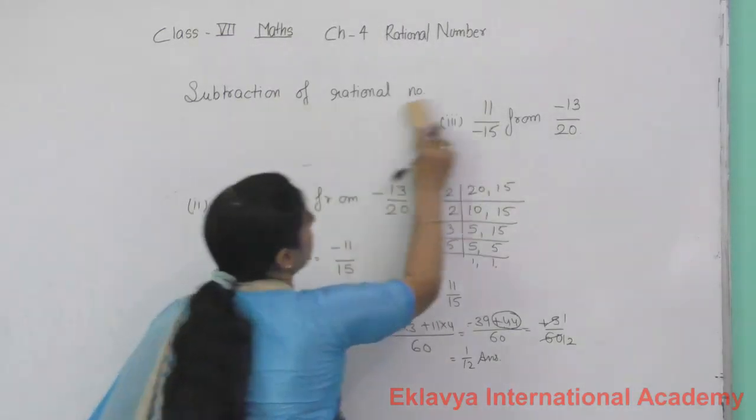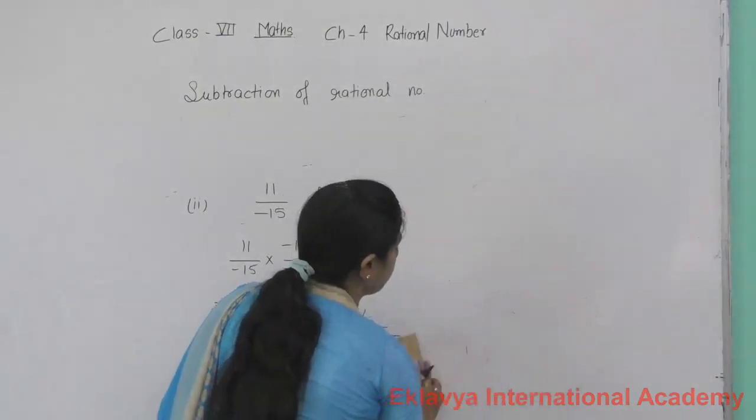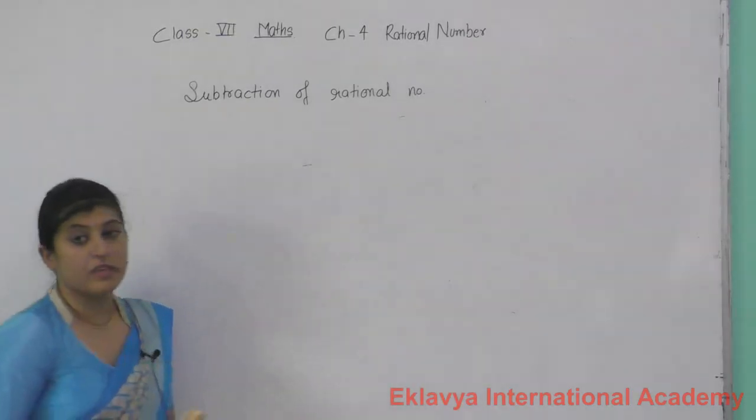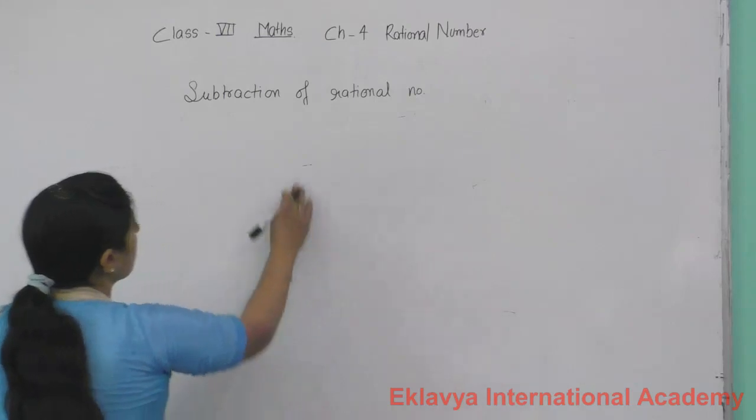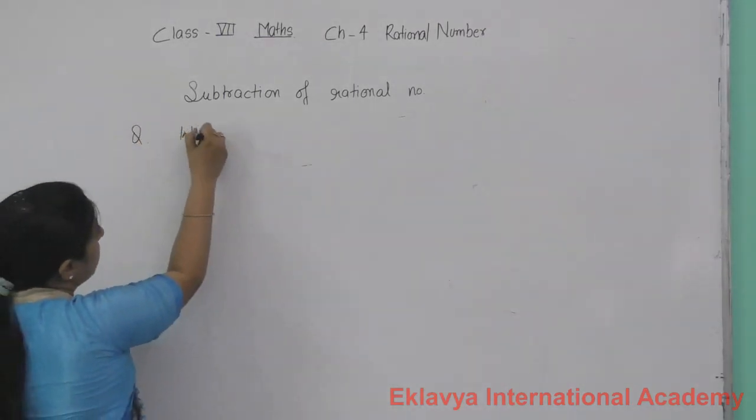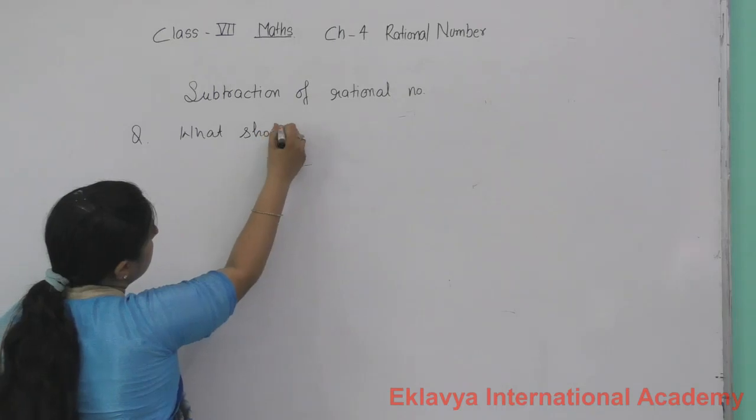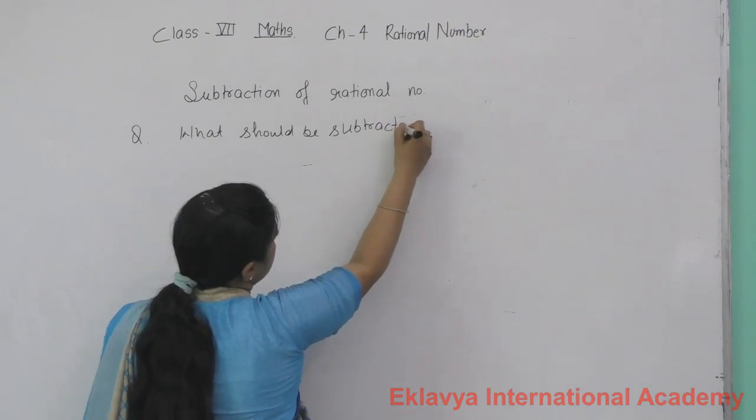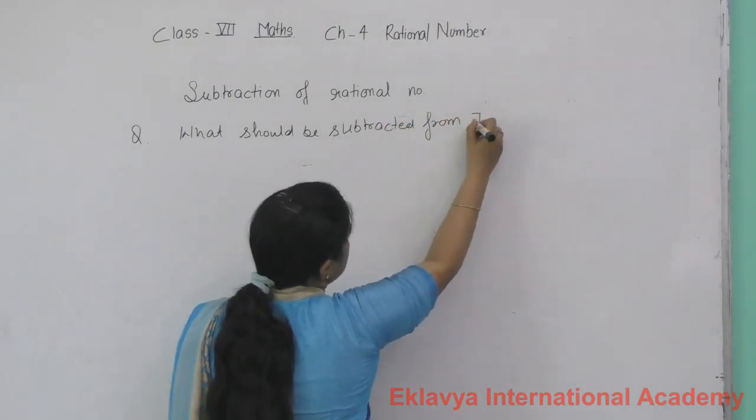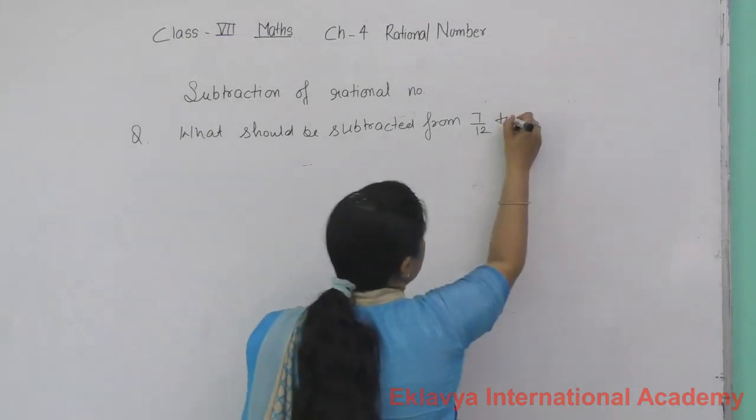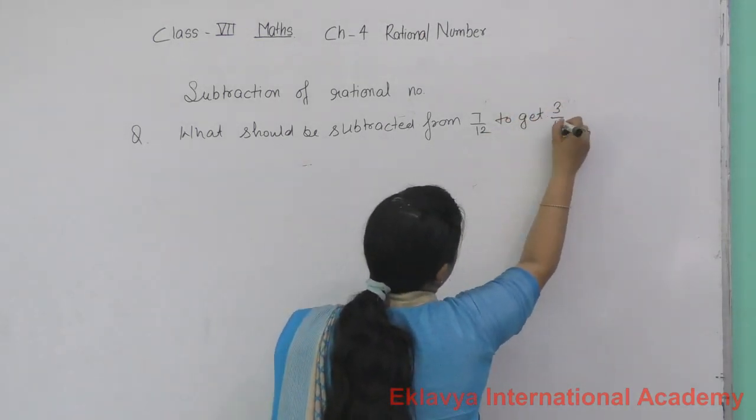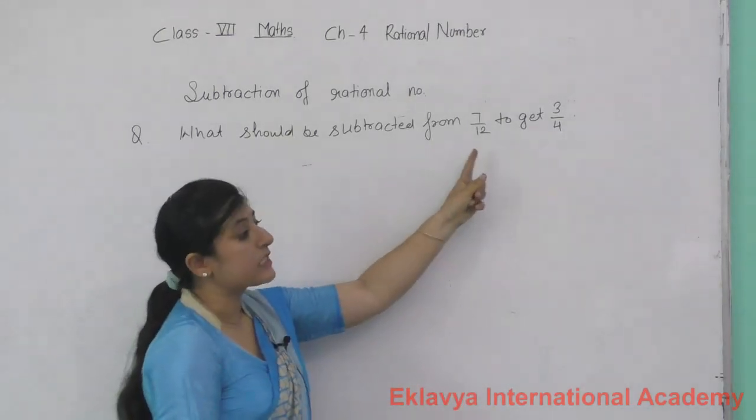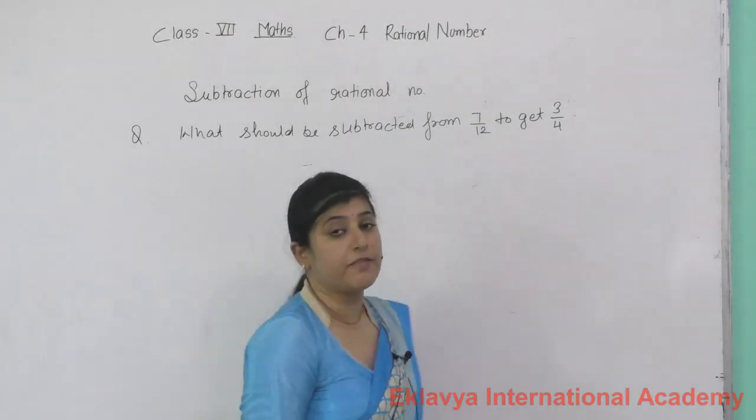Now see the next type of question. Suppose we write down: what should be subtracted from 7 by 12 to get 3 by 4? What should be subtracted from 7 by 12 to get 3 by 4?